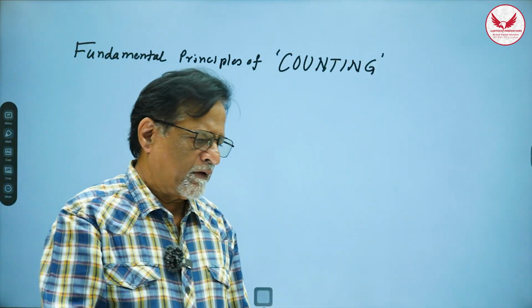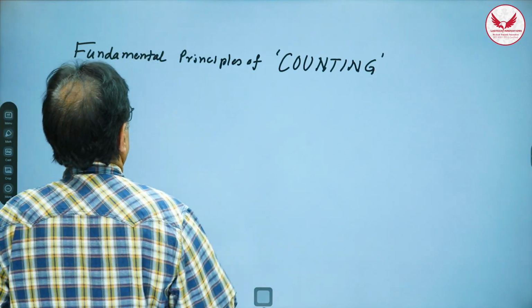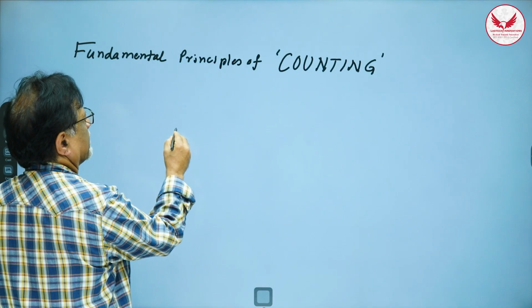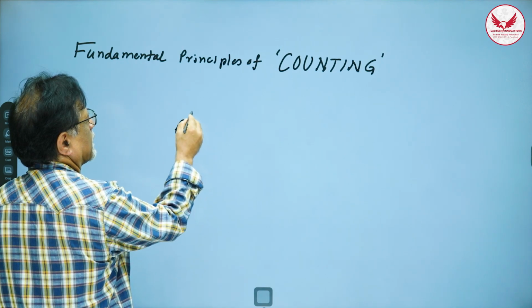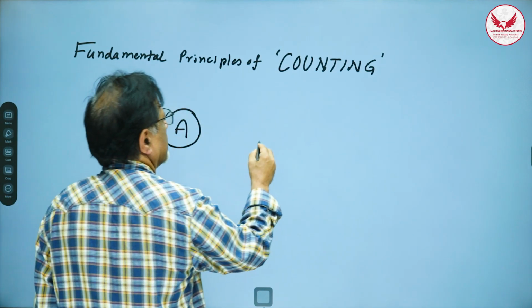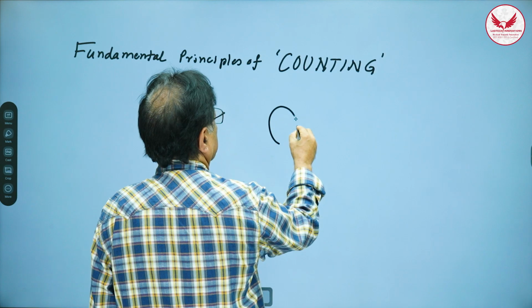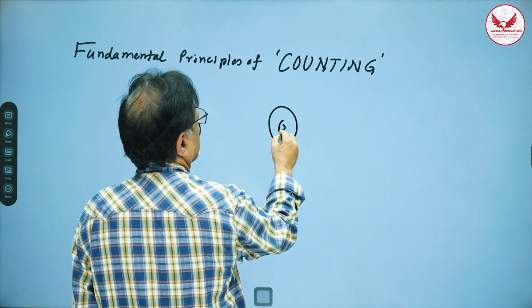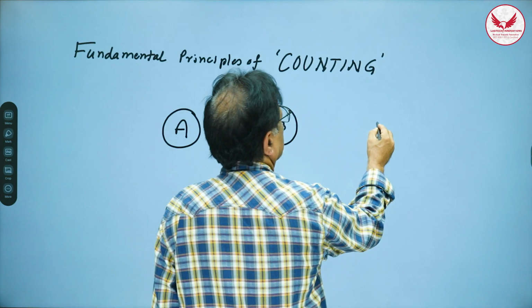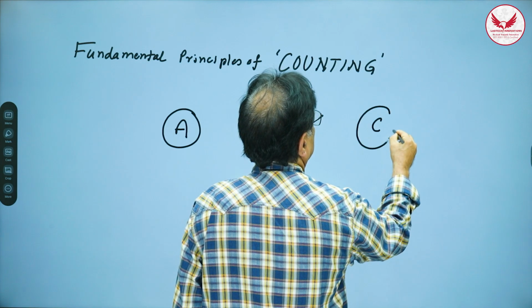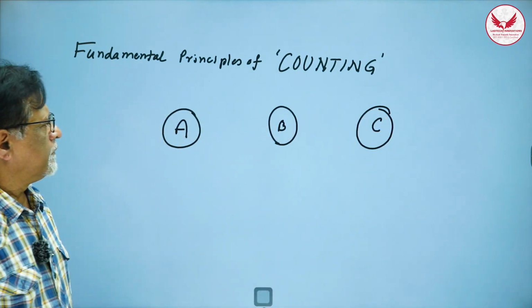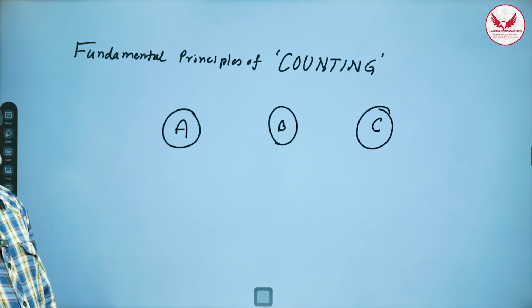Let us take an example. Suppose there is a town A here. This is a town A, right? And there is a town B here. Town B. And there is a third town. So there are three towns, A, B, and C.